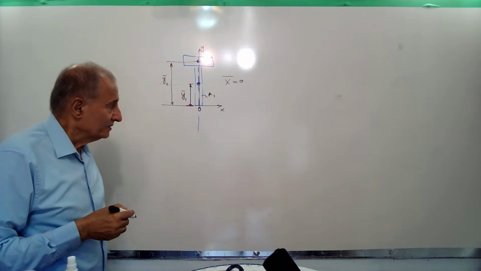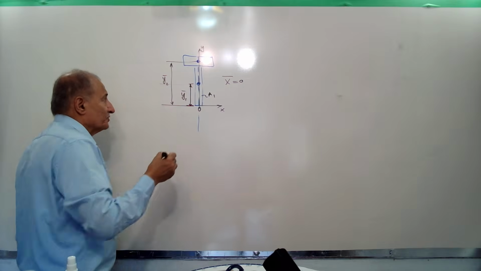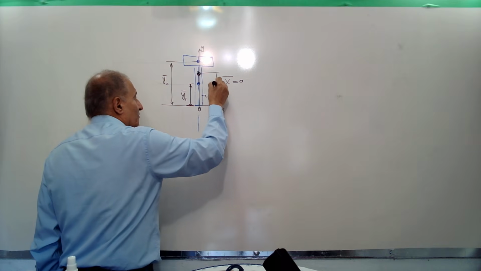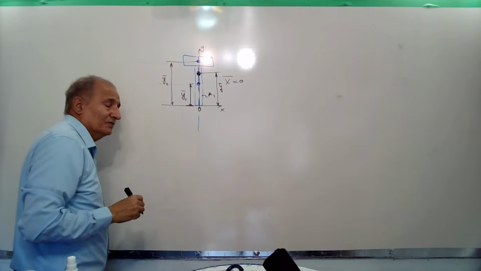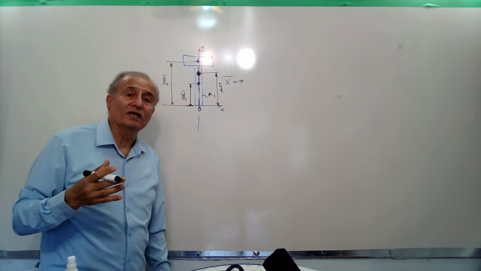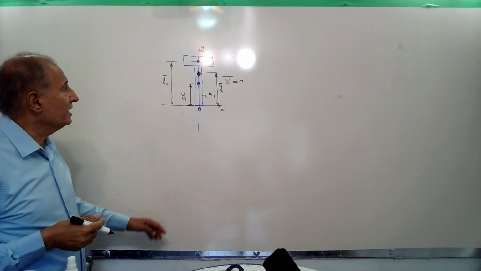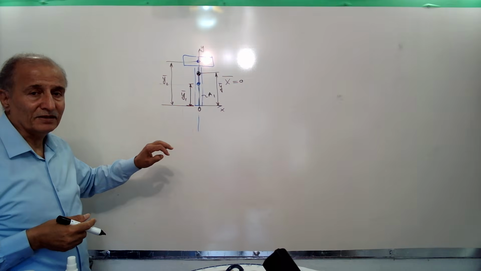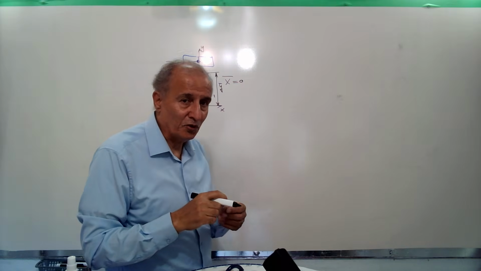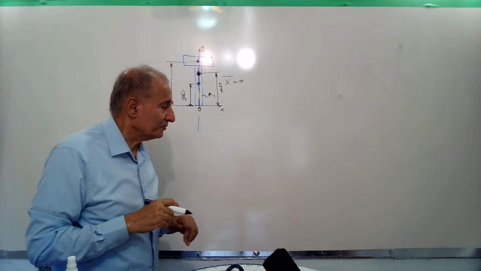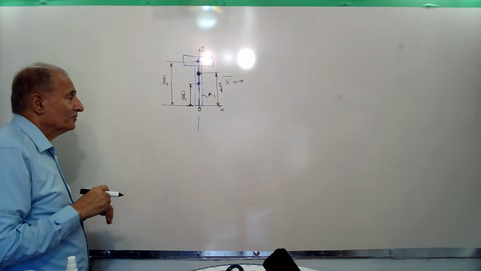Then, if we find the centroid, which must be between these two centroids, we can call it y bar, the centroid of the whole cross section. Then there is always a balance. You know, the centroid is a point where, if you hang the object from it, the object just stays in balance.